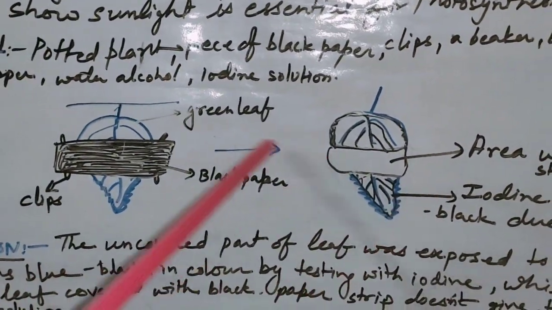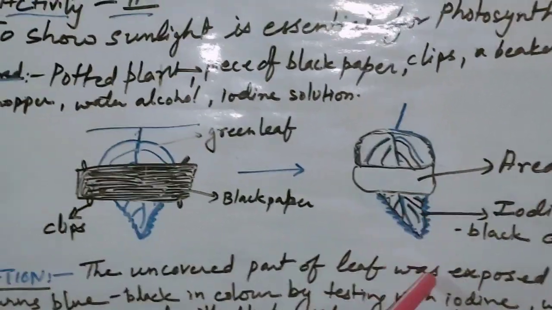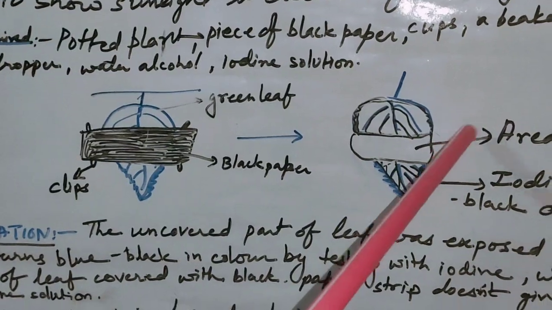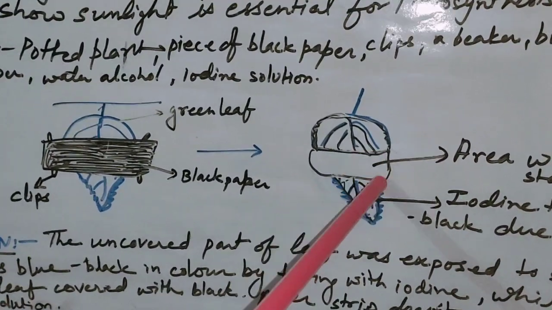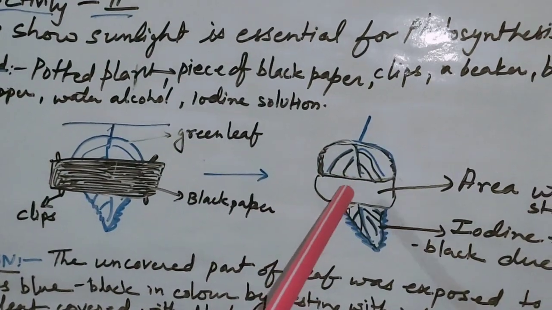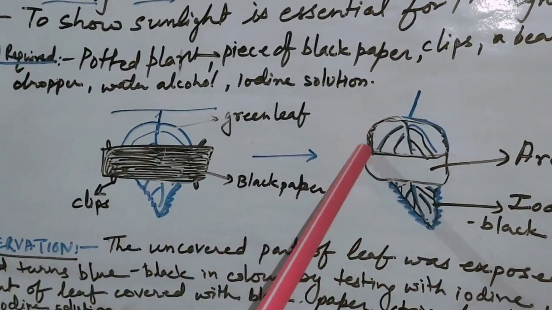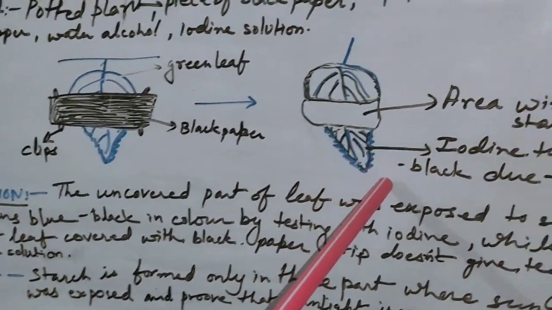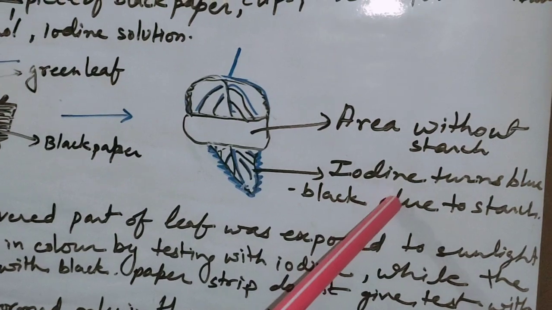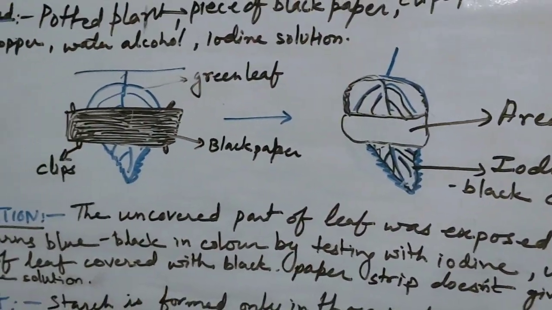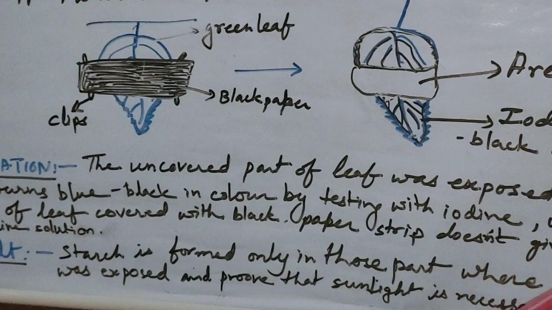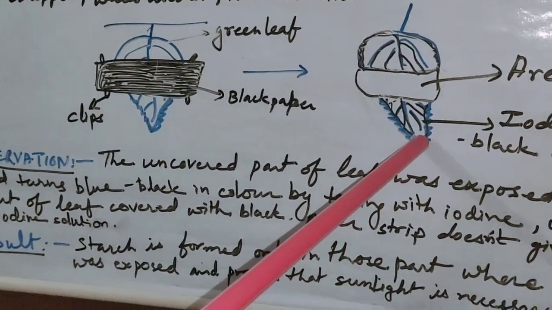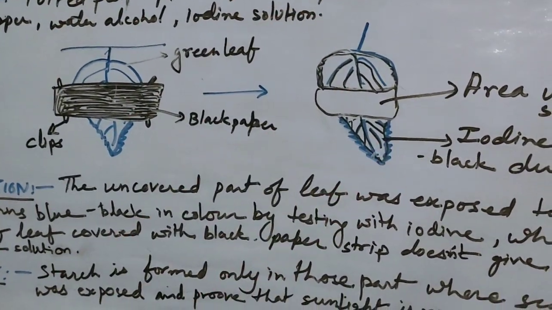What will we observe by pouring iodine solution on it? We will see that the area which was covered with the black paper does not show any change in iodine color. It remains blue, whereas the portion which was exposed to sunlight gives the confirmatory test and iodine turns blue-black due to the presence of starch there. It was exposed to sunlight, so it has prepared food by the process of photosynthesis.